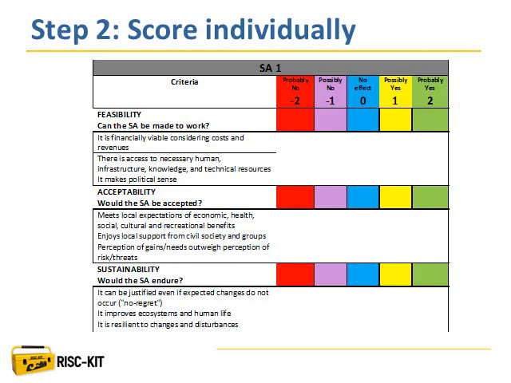In step 2, stakeholders would individually score the selected strategic alternatives in relation to the criteria by first assigning a value ranging between -2 and +2 to each criterion per strategic alternative on an individual basis. For instance, how feasible, sustainable, acceptable are sand dunes as a measure to prevent coastal erosion in your area?